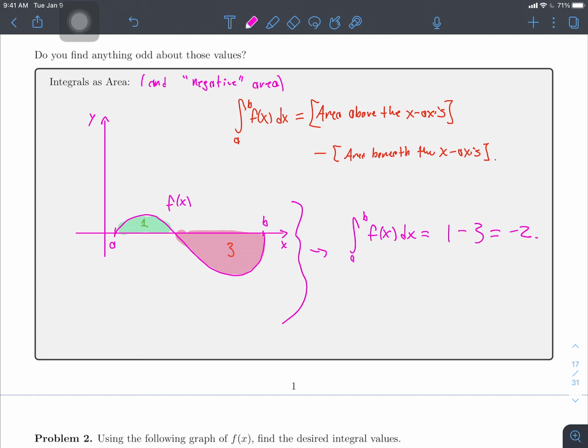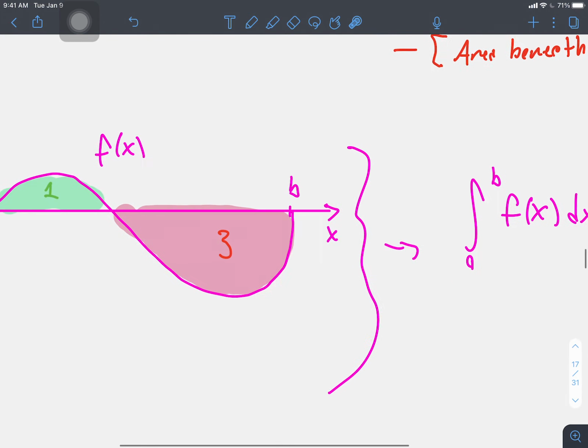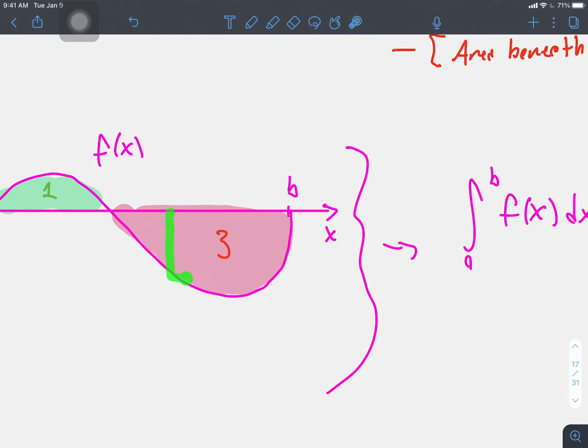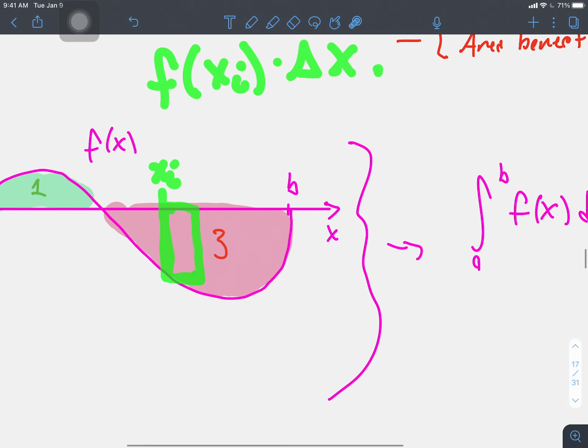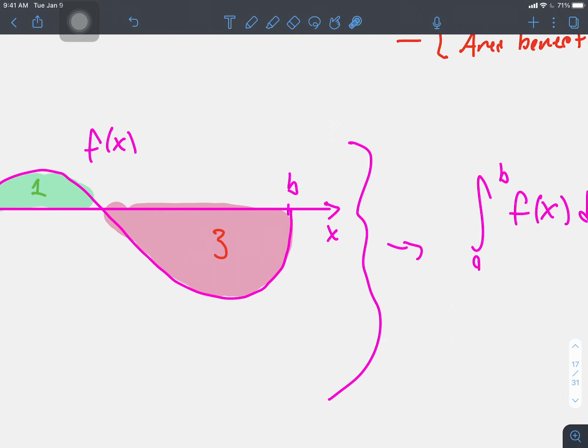Okay, by the way, it still works with Riemann sums, because of course, if you were to take a rectangle like this, when you do f of, say this point is like xi, if you do f of xi times delta x, what am I going to get? F of xi is a negative number, and I multiply it times the width of that rectangle, which gives me the area of this rectangle, but negative. So the Riemann sum structure still applies here as well.